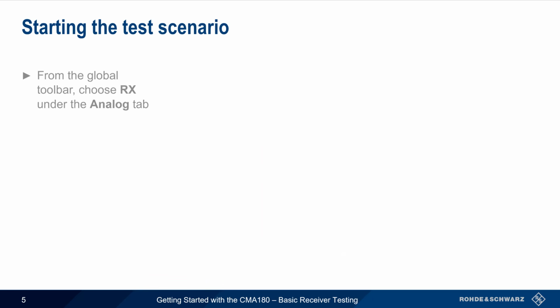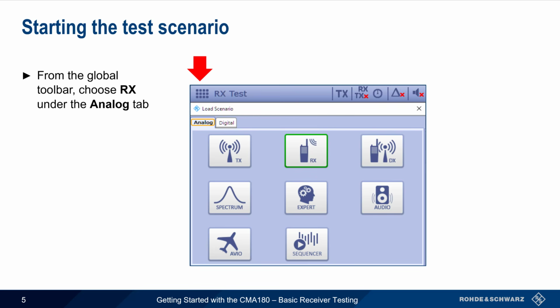To run this test scenario, we start by going to the global toolbar and then selecting RX, that is, receive, under the Analog tab, since we're testing the receive portion of the radio.